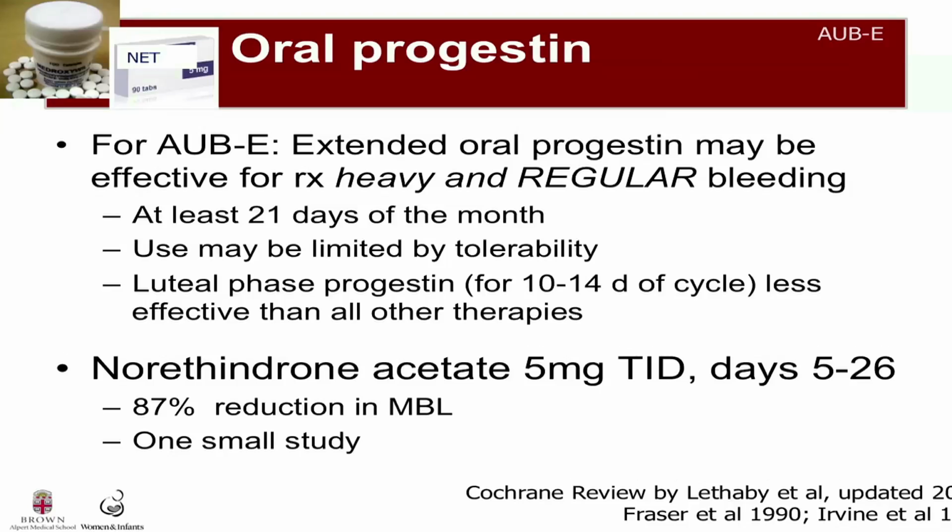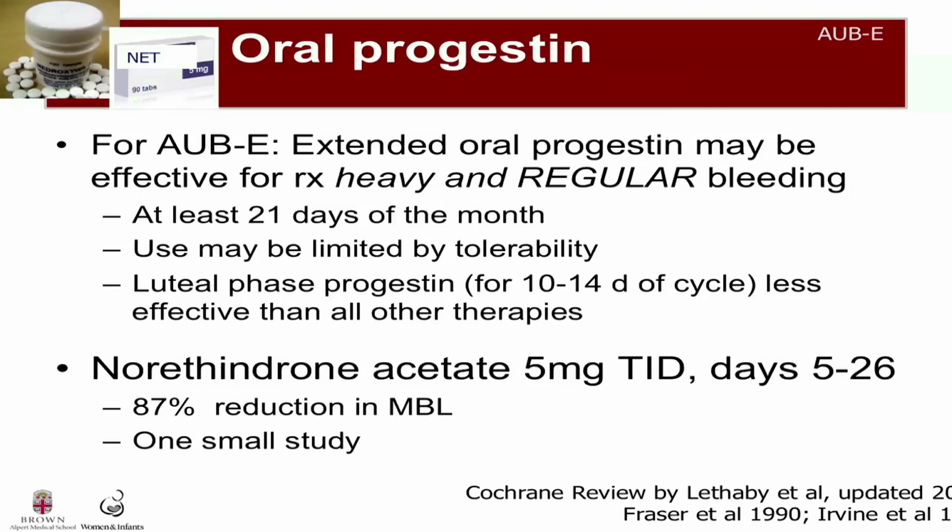And one study showed that giving norethindrone acetate 5 milligrams TID for days 5 to 26 of the menstrual cycle resulted in an 87% reduction in menstrual blood loss. However, their use may be limited by tolerability, and women have reported not liking the prevalence of side effects such as breast tenderness, bloating, and headaches.